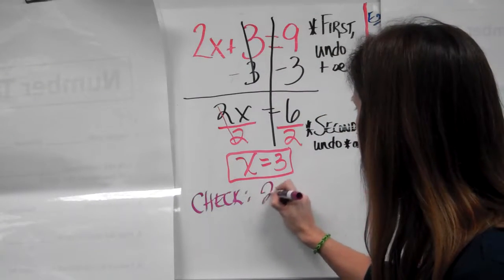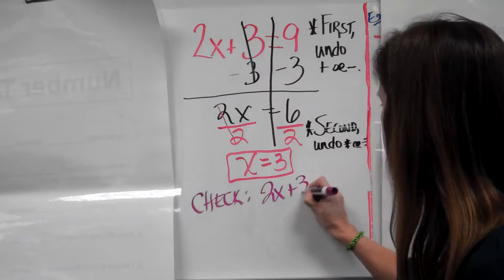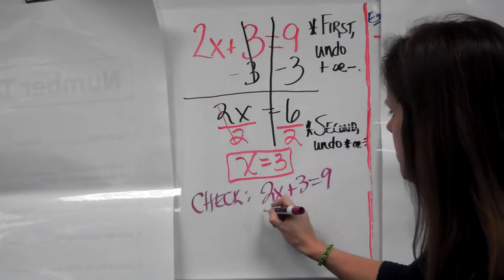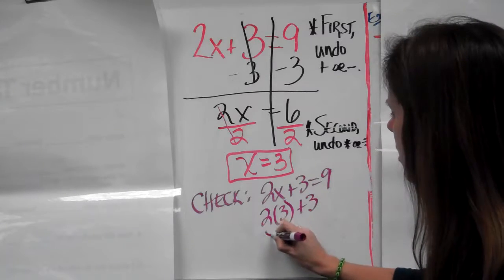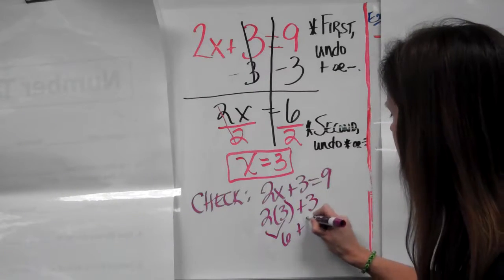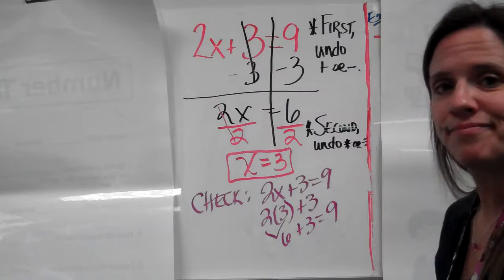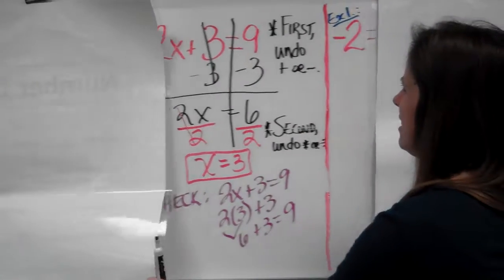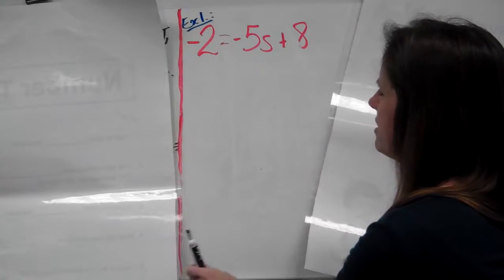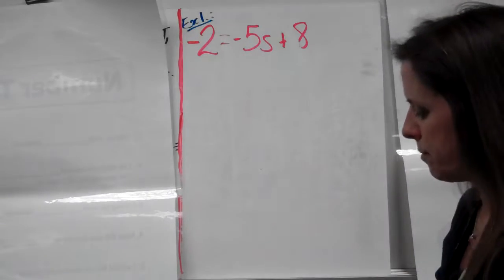Go back to the original equation, 2x plus 3 equals 9. Substitute in for your variable what you got, which is 3. 2 times 3 is 6, and 6 plus 3 is 9. Okay, not too bad. Let's look at one that's a little bit different, where we have a single constant on the left instead of the right.